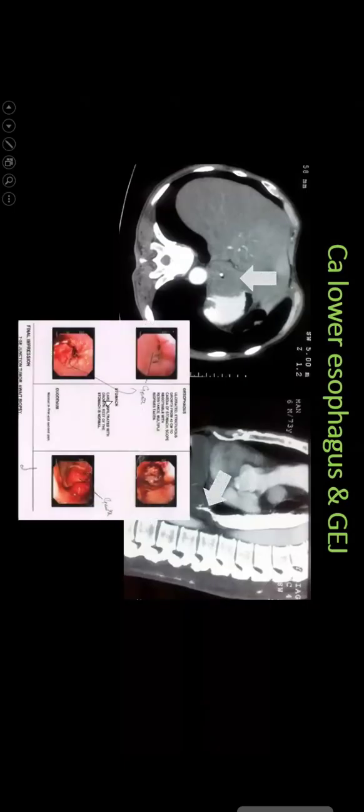CT shows marked thickening of the lower esophagus and cardia of the stomach, showing a red tail appearance. Endoscopy was done, biopsy was taken, and it turned out to be malignancy of the esophagus involving the cardiac stomach. Another male, 60 years, with pain abdomen, weight loss, melena.